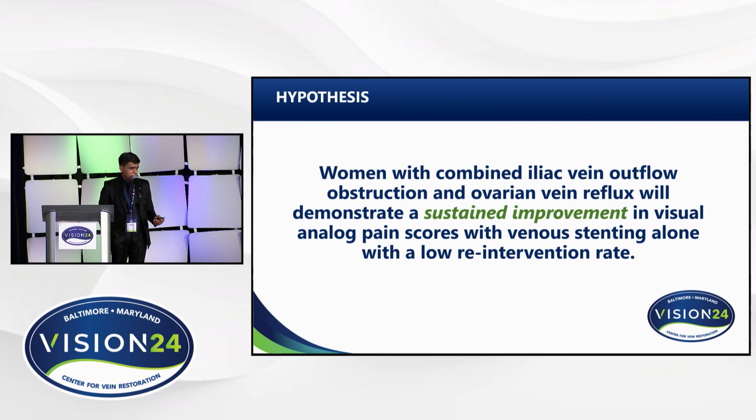So this was the hypothesis: women with combined iliac vein outflow obstruction and ovarian vein reflux will demonstrate a sustained improvement in visual analog pain scores with venous stenting alone with a low reintervention rate.